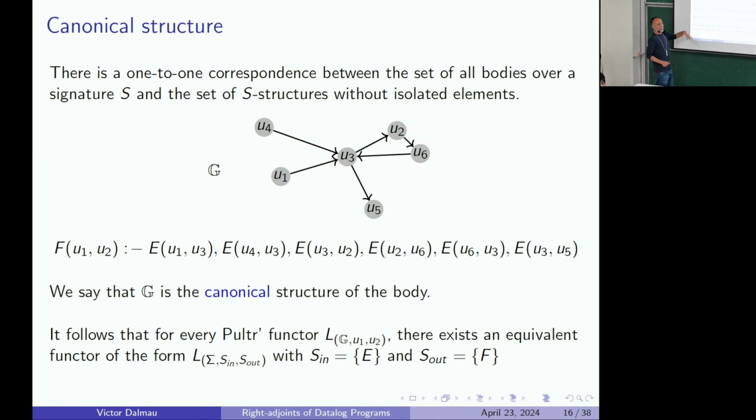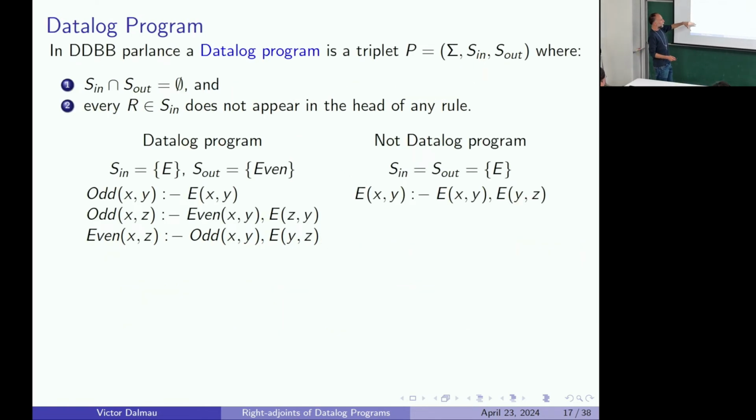What we can prove is that, just a final definition, I will call this thing, sigma plus the input and output signature, a Datalog program. That's not strictly speaking a Datalog program. I'm abusing the terminology a little bit. The Datalog program has a number of technical restrictions that are there for historical reasons, but they are not important. So you can ignore them.